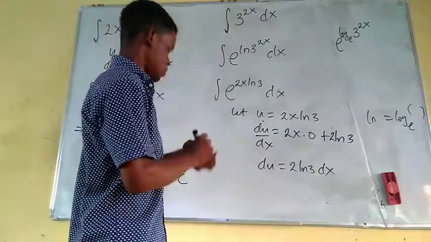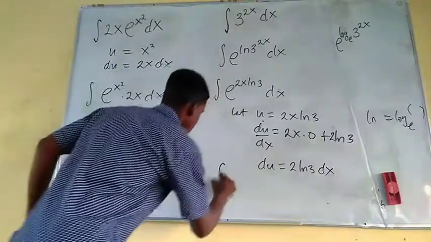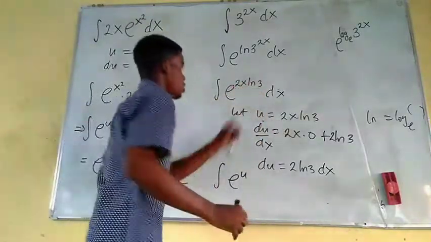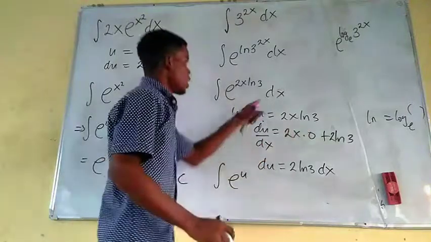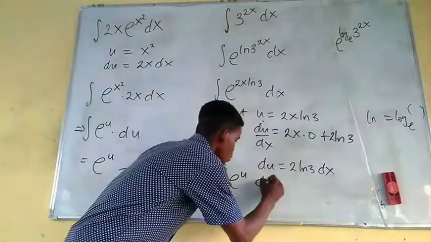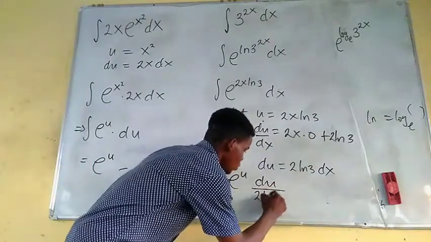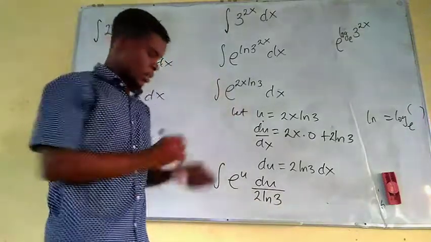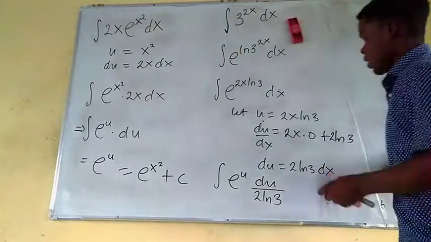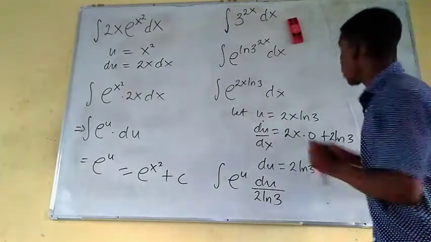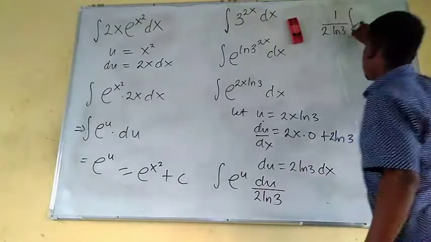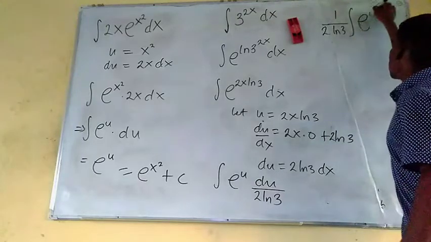So we can go ahead and solve this further. We have the integral of e to the power of 2x ln 3, which is just u. In place of dx, we put du divided by 2 ln 3. Let me take this up and continue solving. Here, this is just a denominator, so we can bring it to the front of the integration sign. We have 1 over 2 ln 3, then the integral of e to the u du.